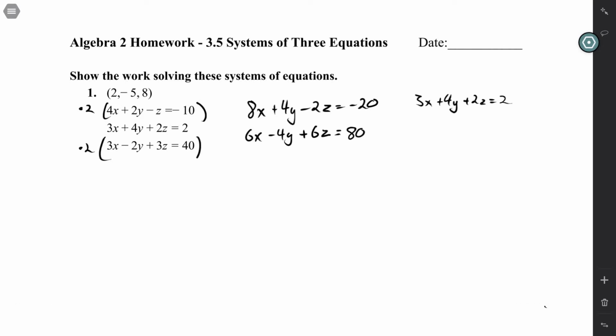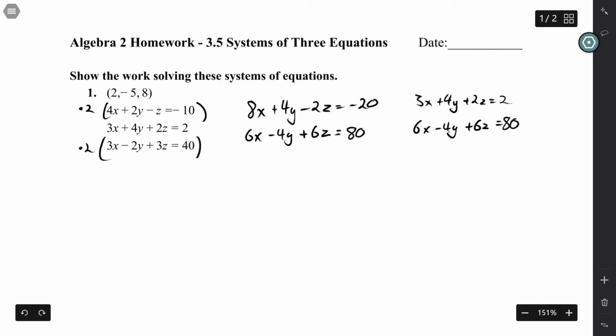And I'm going to write down the same one over here because we're going to add this bottom equation, the one with the inverse, to both equations. So I'll write down the same one, 6x minus 4y plus 6z equals 80. And then I'll add down. 8x plus 6x gives me 14x, and then the y's disappear. Negative 2z plus 6z gives me positive 4z, and that equals 60. We'll do the same thing over here. We get 9x, the y's disappear, plus 8z equals 82.